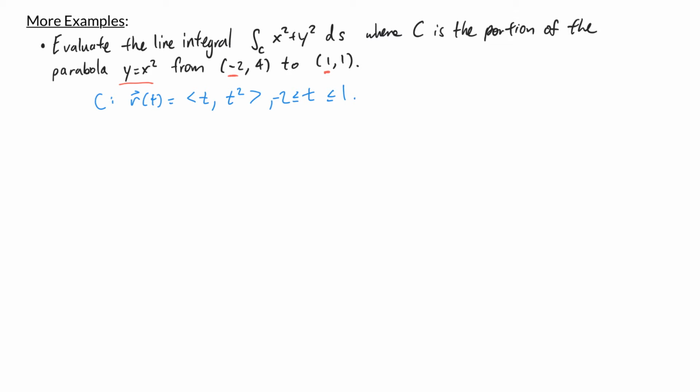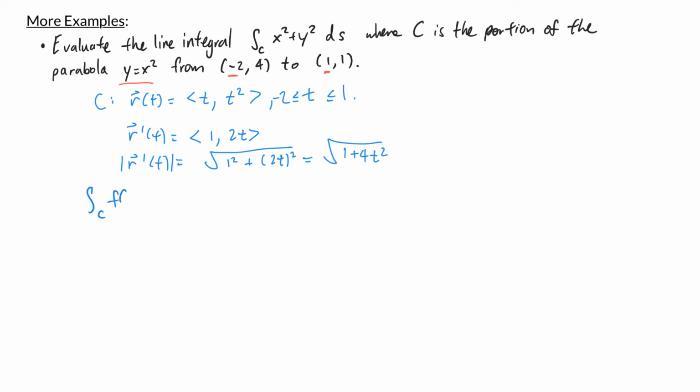Again, to do the line integral, I need to find the magnitude of r prime of t. So first, let's find r prime of t. That's going to be 1 comma 2t. So its magnitude is the square root of the x component squared, so that's 1 squared, plus the y component squared, which is 1 plus 4t squared. So now let's compute the line integral.